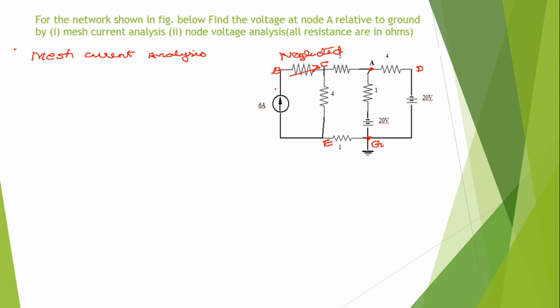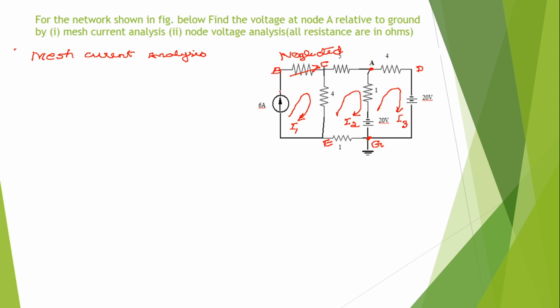Now what is the next step? Identify the meshes and assume mesh currents. So this is one of the meshes, and I will assume a mesh current of I1. This is another mesh, where I am assuming a mesh current of I2. This is the third mesh, and I am assuming a mesh current of I3.